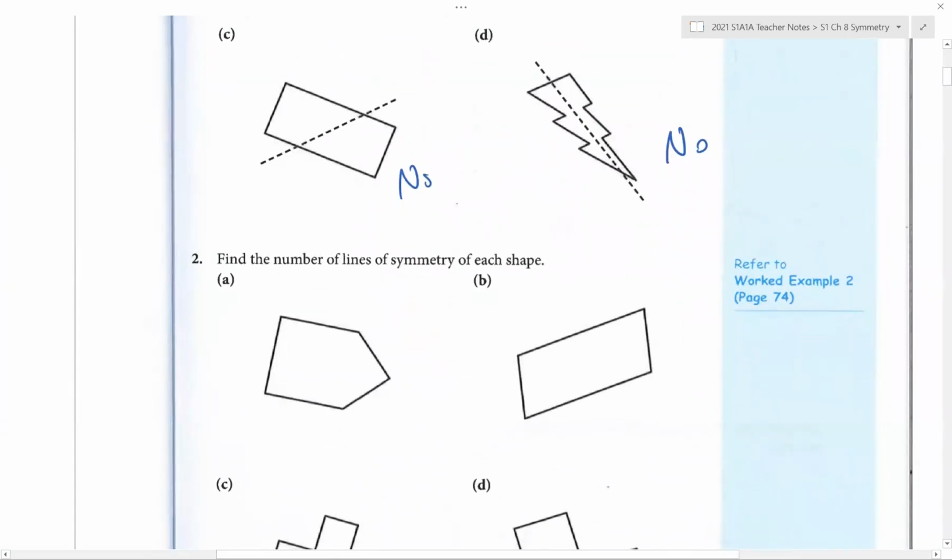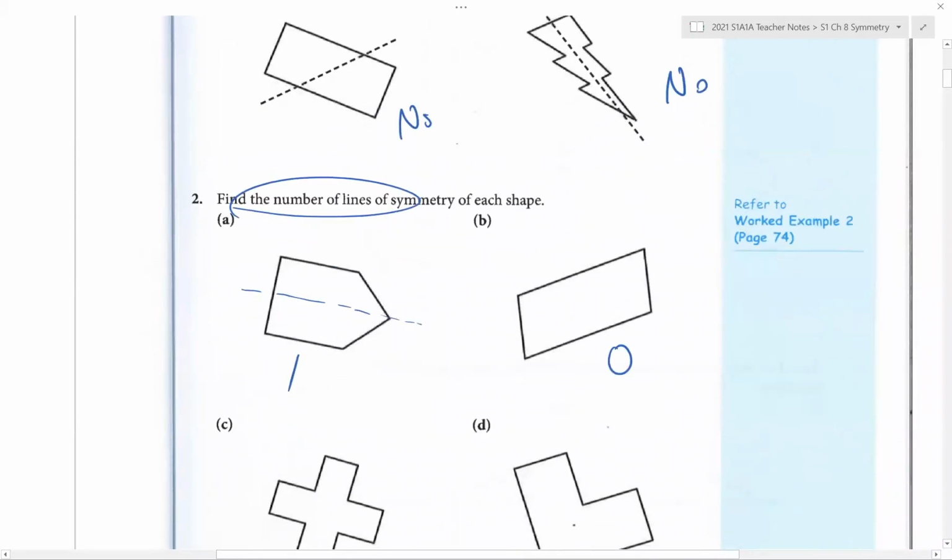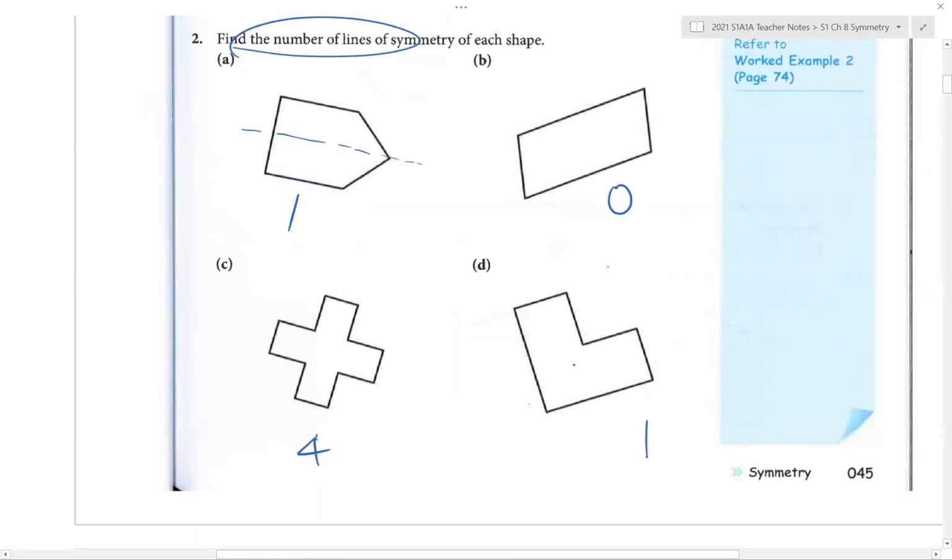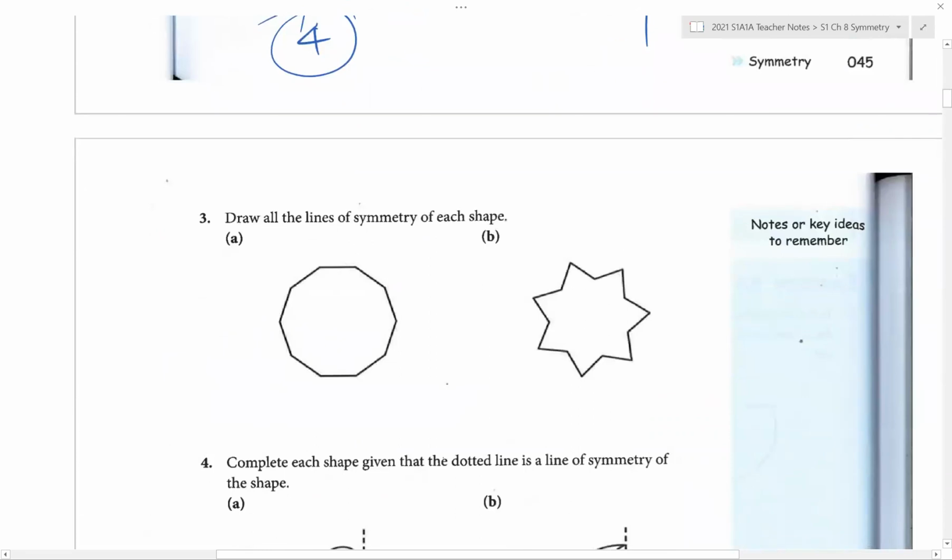Find the number of lines of symmetry. I saw that many of you could draw the correct one line of symmetry, but you did not answer the question. You left it like this. They asked you to find a number, so you must write 1. This will be 0, 4, and 1. Any questions? They did not ask you to draw, but you should draw. More important is to write down the final answer. So where are the 4? 1, 2, 3, 4. Draw all the lines of symmetry.